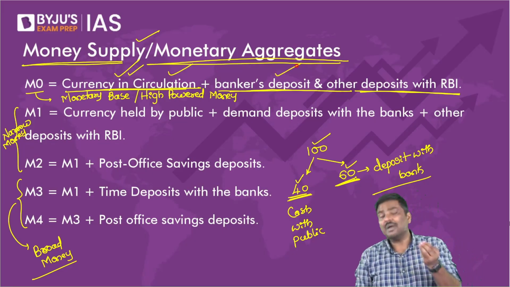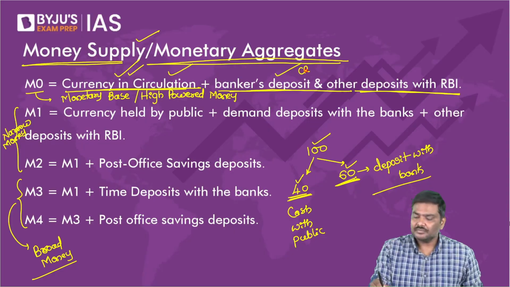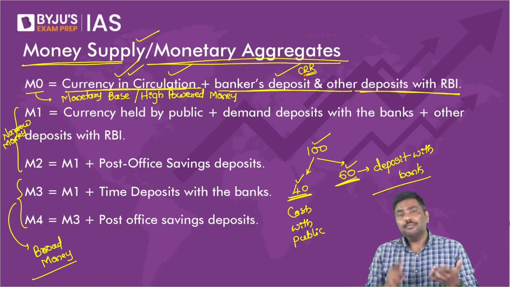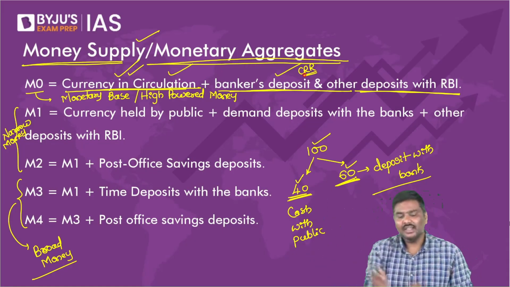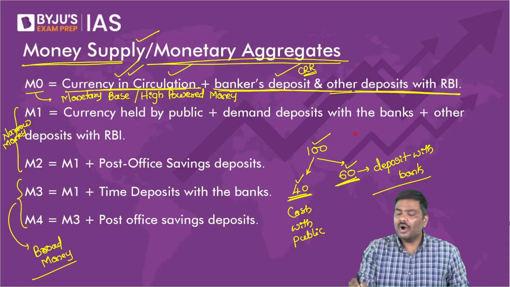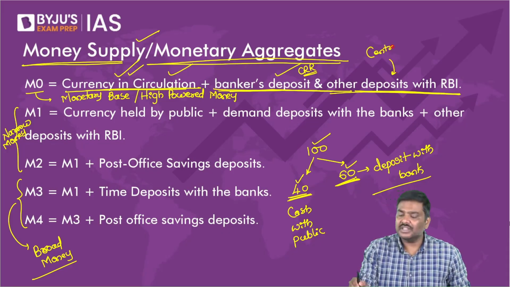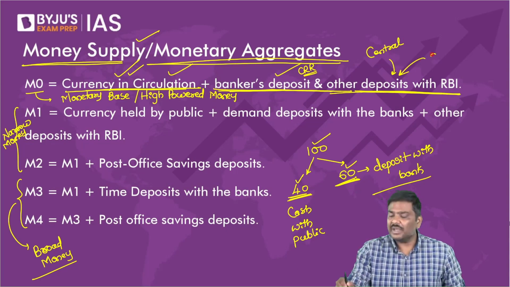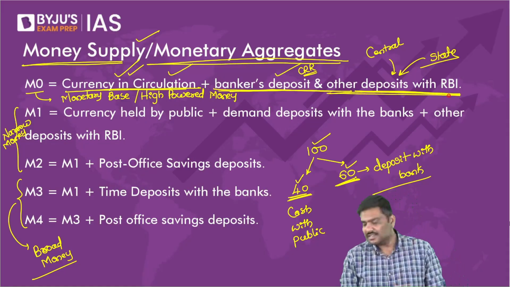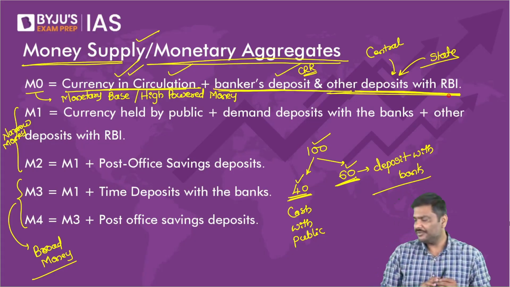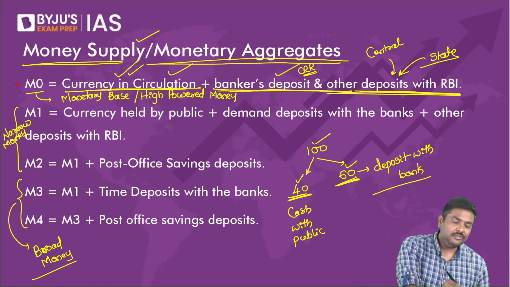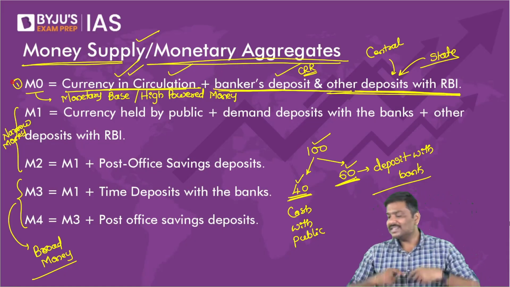Currency in circulation plus bankers' deposits. What do you mean by bankers' deposits? Do you remember CRR, the cash reserve ratio? Banks will keep deposits with RBI. Bankers' deposits with RBI, and other deposits with RBI. What about central government deposits with RBI? What about the state governments' money with RBI? Can I say other deposits with RBI is basically this? Anybody has a problem with this?